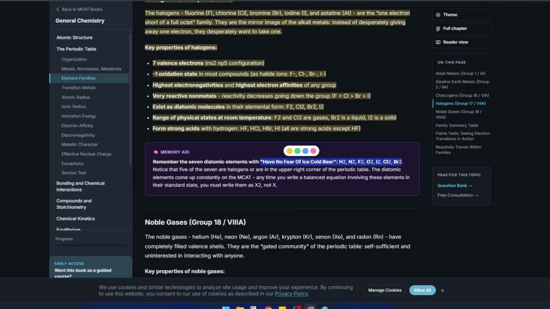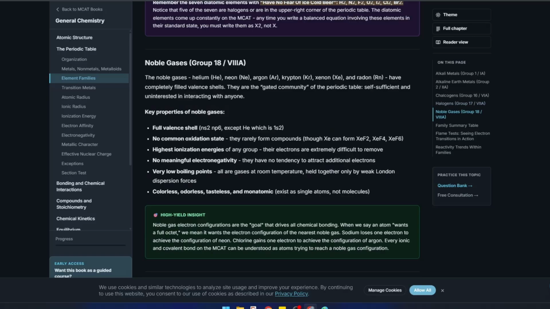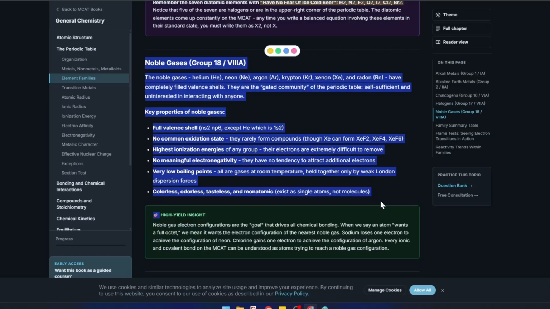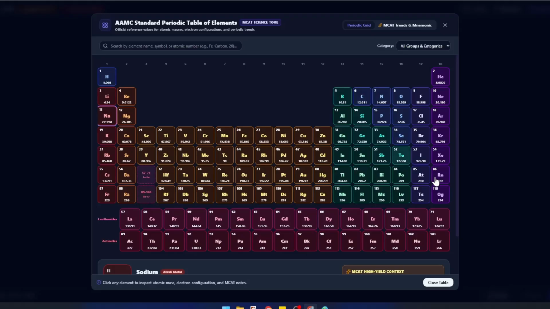Have no fear of ice-cold beer is a good mnemonic to memorize your diatomic elements on the periodic table as well, which I'm surprised is not on the review sheets. And then noble gases, and then there's a summary table. So the summary table will be good for a lot of people, so I'll just sit and wait here if you need to screenshot that.